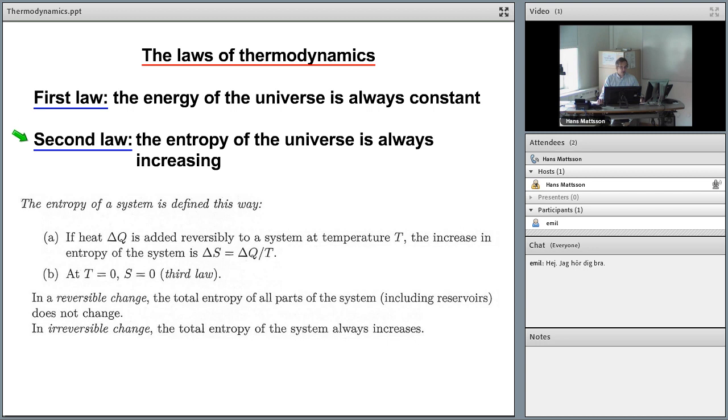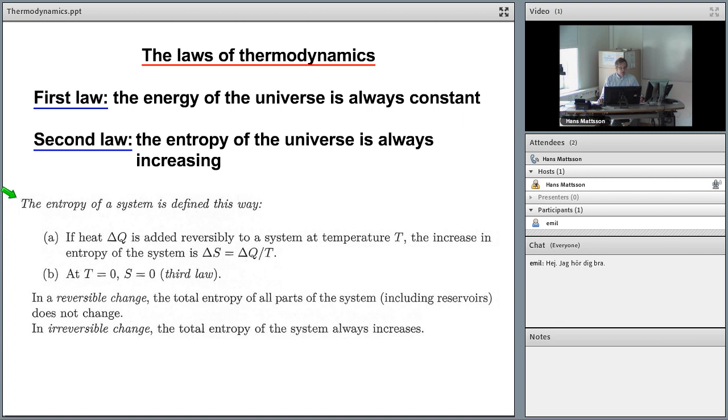The second law is a little bit more tricky. The second law can be stated in many different ways, and one of them is this here. The entropy of the universe is always increasing, and that might sound good. I think you have heard it before. But the second law stated like this doesn't say anything about what entropy is. It just says that it's increasing. So we also have to define what the entropy is, and I have taken this definition here.